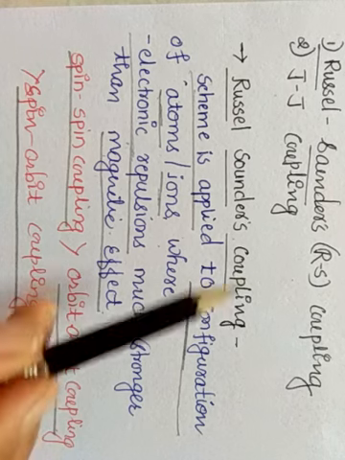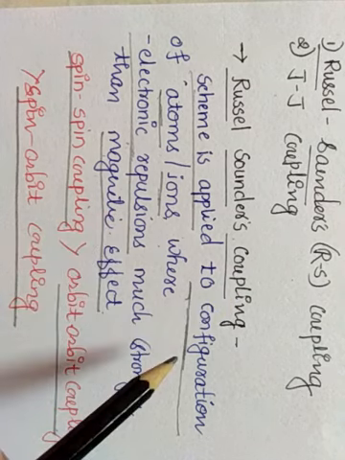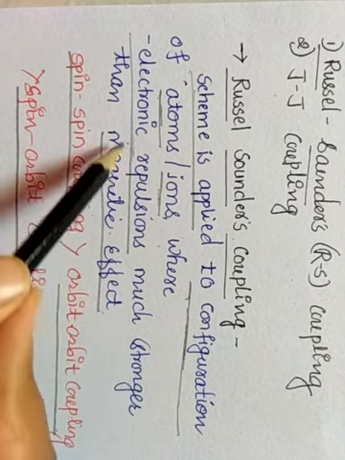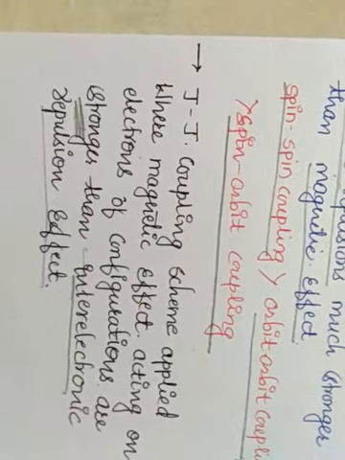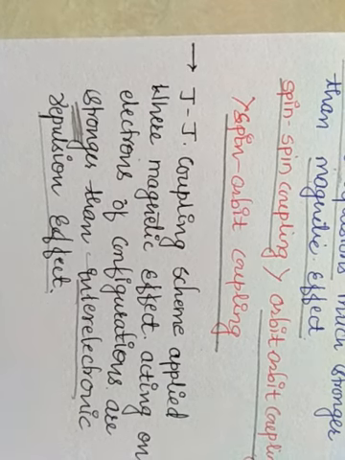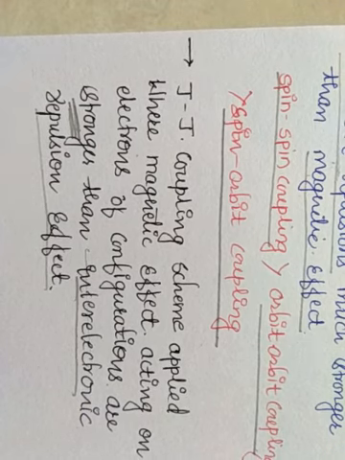Now the next term, jj coupling, which is exactly opposite to this. It is applied to the configuration of atoms or ions where the magnetic effect is much stronger than the electronic repulsion. To see here, the jj coupling scheme is applied where magnetic effects acting on electrons of the configuration are stronger than the inter-electronic repulsion effect.